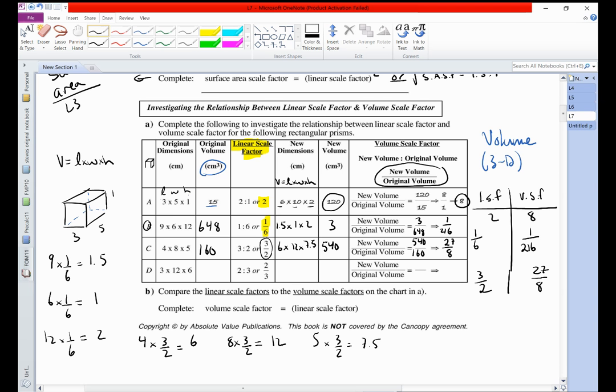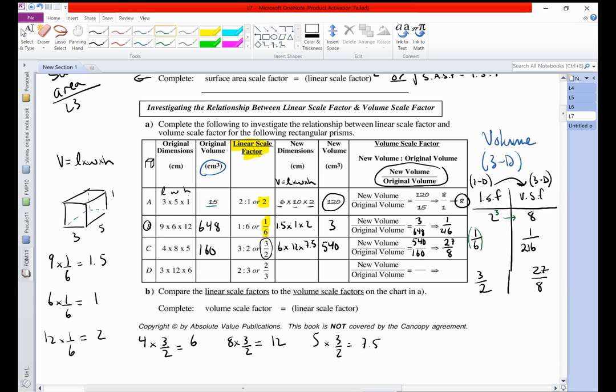So how do we relate linear scale factor and volume scale factor? That's the whole point of this exercise. So last time, when we went from a one-dimensional measurement, this is 1D and this is 3D. So last time we were looking at the relationship between linear and area, and that was 1D to 2D, and we squared things. This time we're going 1D to 3D, so let's cube it. 2 to the power of 3 is going to be 8.